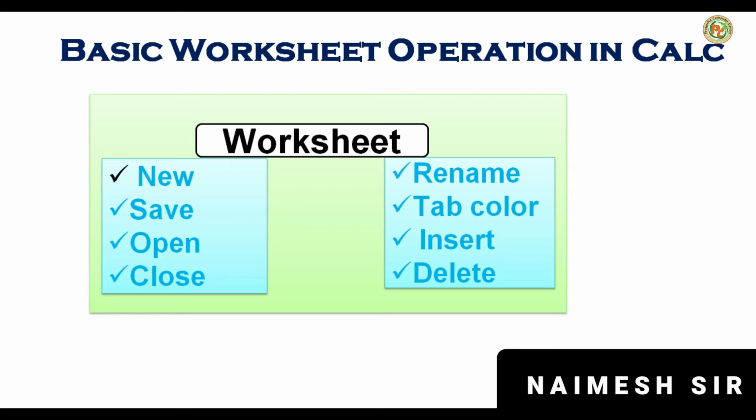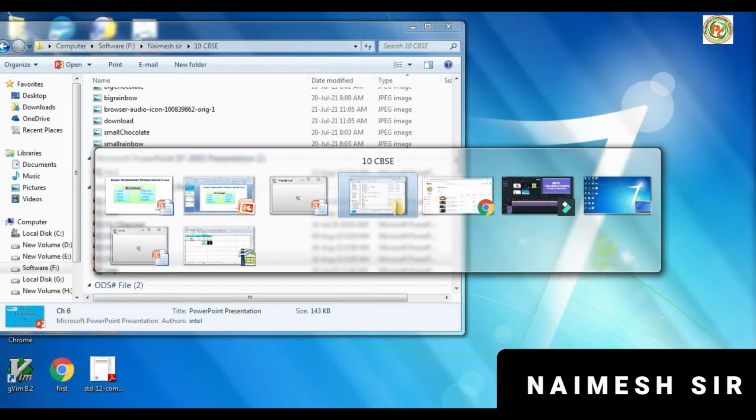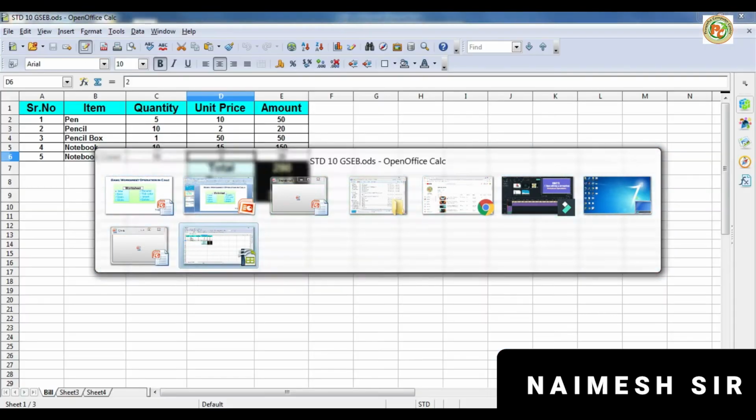After that we will learn, sometimes we want to change the name of a worksheet, then we need to rename it. Then we learn how to change the tab colors, and if you want to insert another worksheet in the same workbook or spreadsheet, how we can do it. And if it is unnecessary and we want to delete it, how we can delete it. So ultimately we will learn in this chapter new, save, open, close, rename, tab color, insert and delete on the worksheets. So let's start the software first, and I have already opened it.